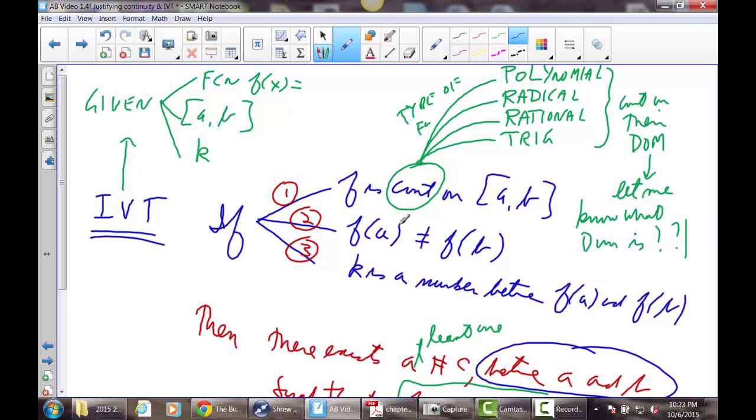The second thing is you have to check that f of a doesn't equal f of b. Students often make the mistake of saying a doesn't equal b. That's not what we're talking about. We're talking the height at the point a, f of a. F of a cannot equal f of b. So you have to find f of a, numerical value, find f of b, numerical value, and show me they're not equal. Finally, you have to be sure that the k value they give you is indeed between f of a and f of b.